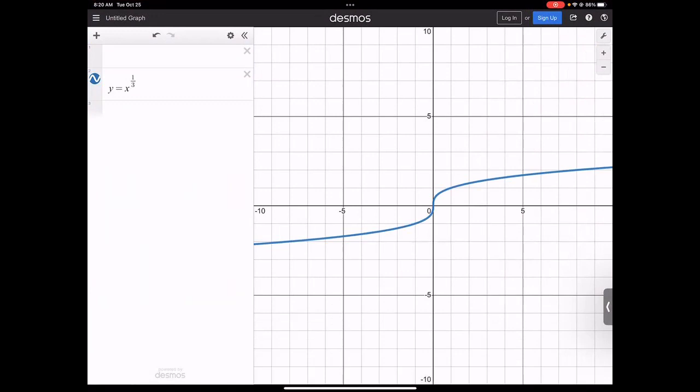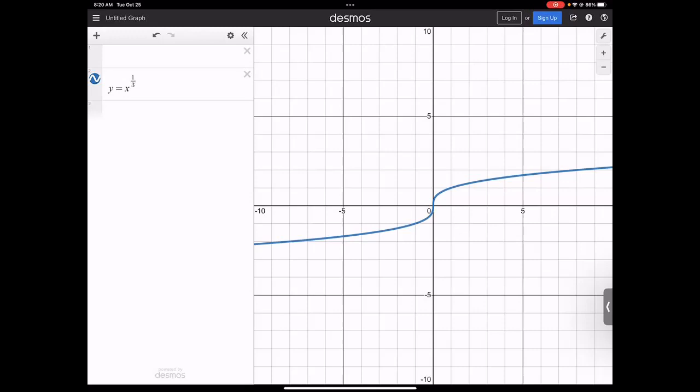Miles pointed out at the beginning that a 1/3 power is like the opposite of the cube, right? Being the opposite of the cube means that it's the inverse. That's what he meant by opposite, which means you take the whole thing and flip it on its side. So this is like x cubed, but flipped over on its side, right?